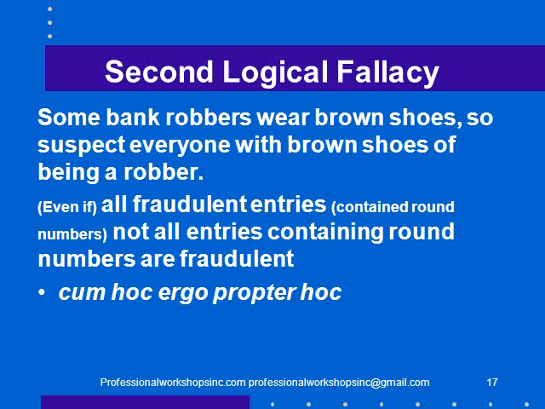And this is our second logical fallacy. We'll refine our bank robber research to find that it's not that bank robbers just wear shoes, they sometimes wear brown shoes. So suspect everybody wearing brown shoes of being a bank robber. Well, even if all fraudulent entries contained rounding and ending numbers, not all entries containing round ending numbers are fraudulent. So it really doesn't help us much to distinguish fraudulent entries. And that's the fallacy of cum hoc ergo propter hoc.